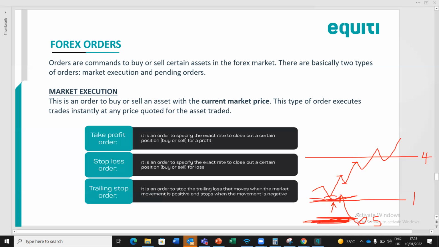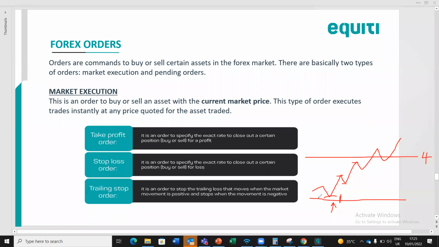And then we have the trailing stop loss. This is how the trailing stop loss works. It is an order that moves when the market movement is positive and stops when the movement is negative. I'll briefly explain that to you so you understand what I mean by trailing stop loss. Beautiful. Now watch this.